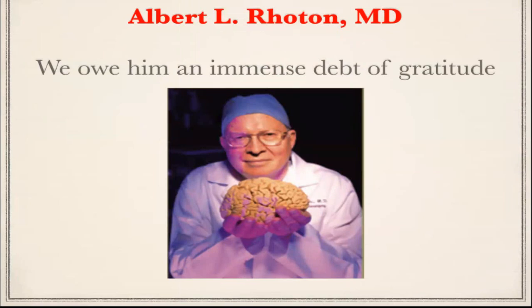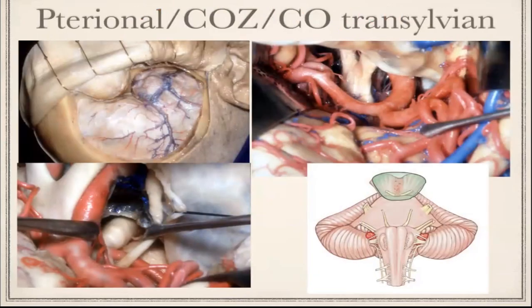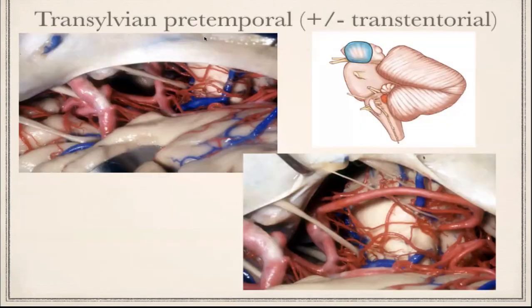So if we're going to talk about surgical approaches, we have to pay our dues to our father of neuroanatomy, Al Rhoton, and I'm going to use from his collection the slides to show some of the common approaches. So there is your terminal cranio-orbitozygomatic, cranio-orbital transsylvian, generally to this area. This is your transsylvian half and half pretemporal, plus or minus splitting the tentorium. That gets you nicely here on the midbrain, anterolaterally.